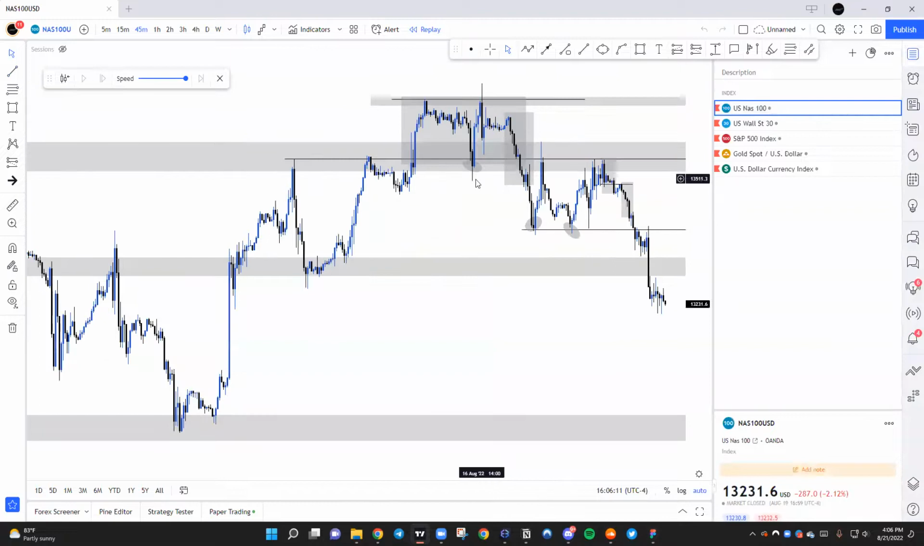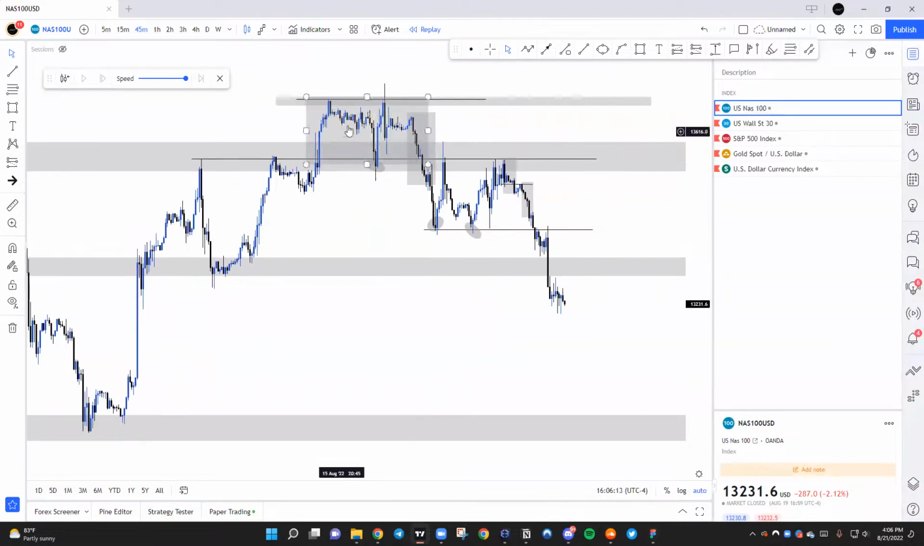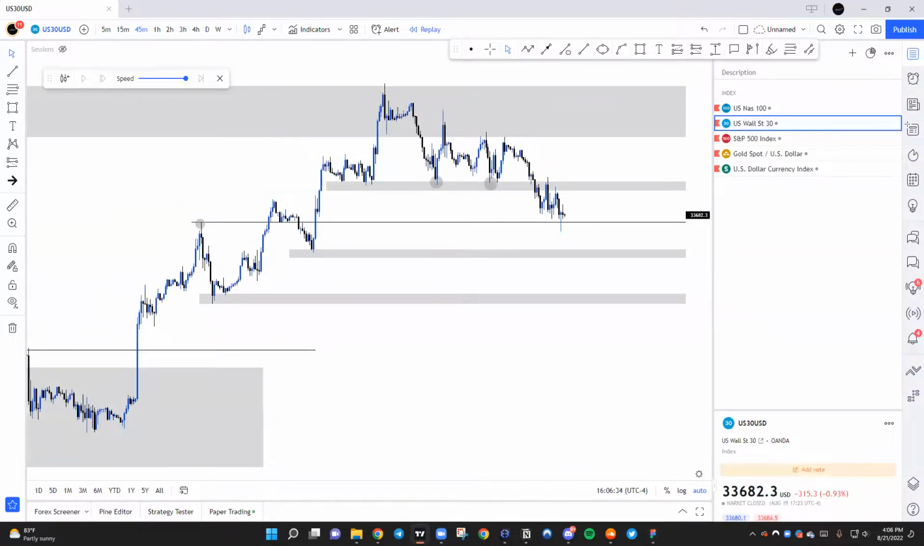So if Nas was doing the same thing, I was looking for price to come back above here or back below here when it was doing that consolidation. It broke below here, made and established a low, pulled back, and then established another low under there. That's what I meant. Oh, yeah, I just read that.